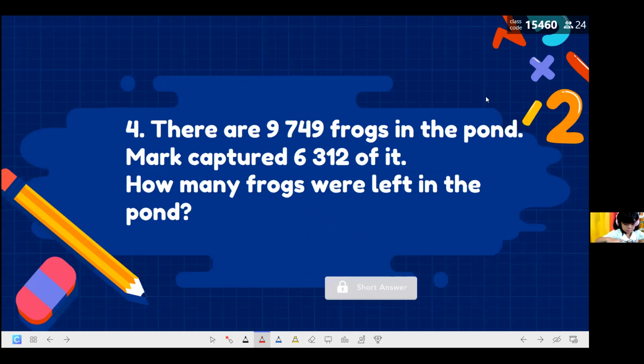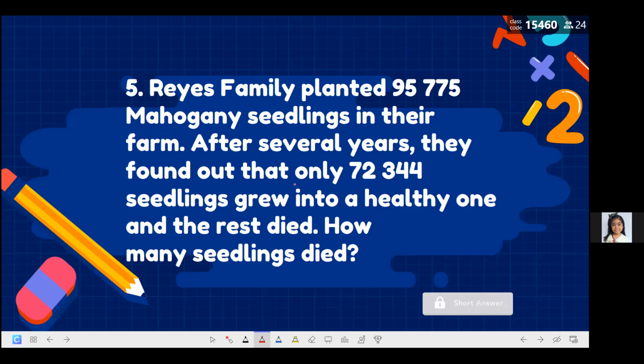There are 9,749 frogs in the pond. Mark captured 6,312 of it. How many frogs were left in the pond? 9 minus 2 is 7. 4 minus 1 is 3. 7 minus 3 is 4. And 9 minus 6 is 3.